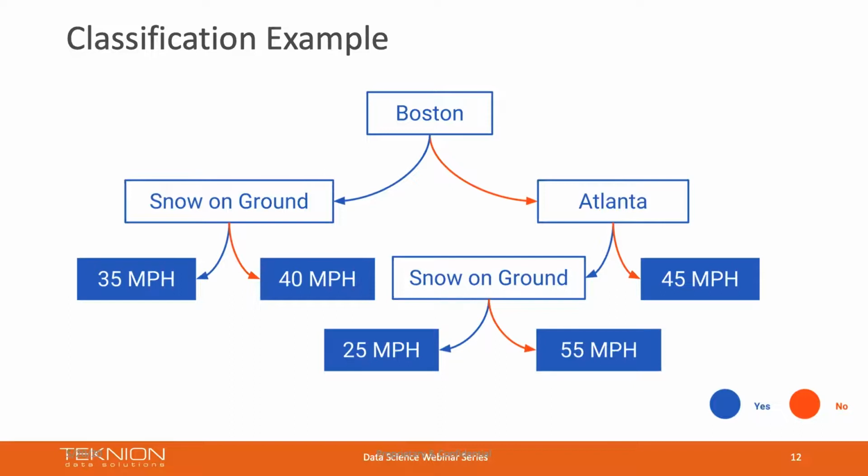Were they out of Atlanta? And then if it was yes, again, the snow on the ground. So as you can tell from this, people who are driving from Atlanta with snow on the ground are decisively not as good at driving as people from Boston, because they have to go 25 as opposed to 35, right? And so then we can add other what we call branches to a tree.